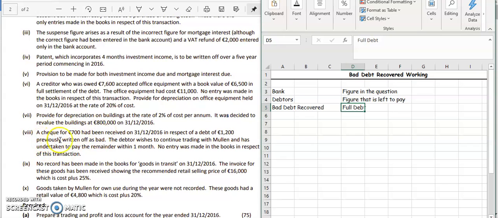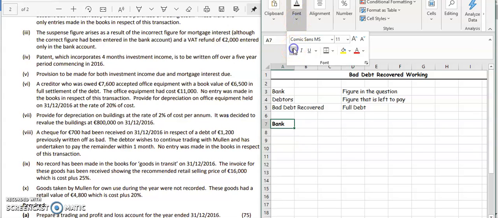So this question here says a check for 700 has been received on the 31st of 12, 2016 in respect of a debt of 1,200. So we received this check, so that's going to go into our bank. The debt is of 1,200, so that's going to be your bad debt recovered. And the debtor wishes to continue trading with Mullen and has undertaken to pay the remainder within 1 month. So that means that the difference between the 1,200 and the 700, which is 500, that's going to be your debtors. So you've got your bank is our first adjustment you need to make.